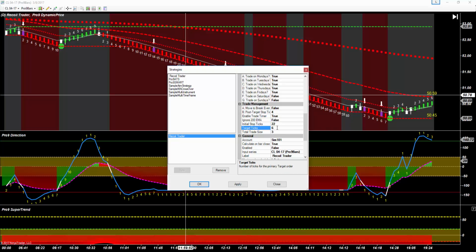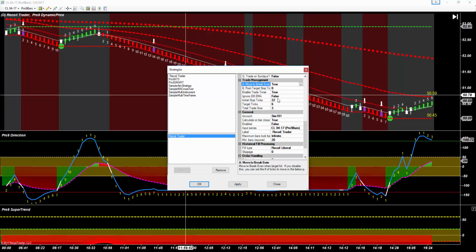This determines your initial profit target, which is set to 6 ticks by default, and the total trade size. Default set to 3 contracts. Recoil is programmed to take 2/3 of the contracts off at your profit target. So if you're trading 2 contracts, it will take 1 off at profit target and leave the second one on as a runner. If you're trading 5 contracts, it will take 3 off at profit target and leave 2 on as a runner. If you're trading 6 contracts, it will take 4 contracts off at your profit target and leave 2 on as your runner contracts. And next, I would like to go over the stop method for Recoil.